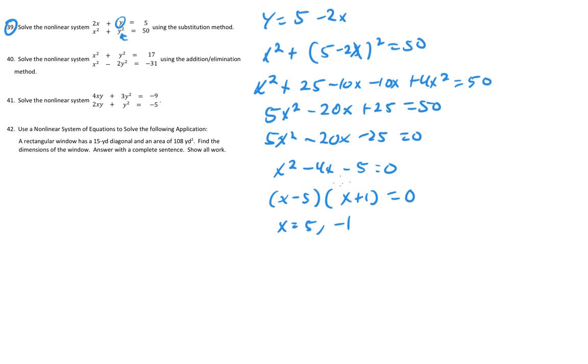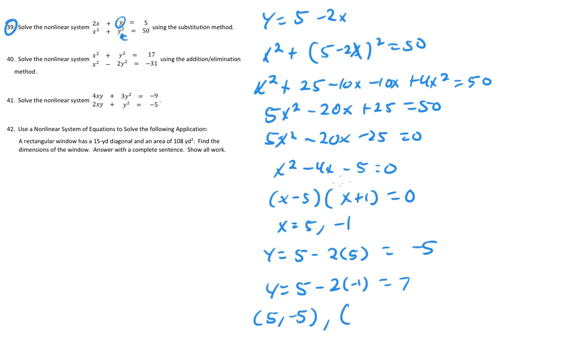Then we can plug both of those into there. So one of them will be y is equal to 5 minus 2 times 5, which is equal to negative 5. And then y is equal to 5 minus 2 times negative 1, which is equal to 7. So the ordered pairs will be (5, negative 5), the one that corresponds with 5 is negative 5, and then (negative 1, 7), and that corresponds to a positive 7 in the y.